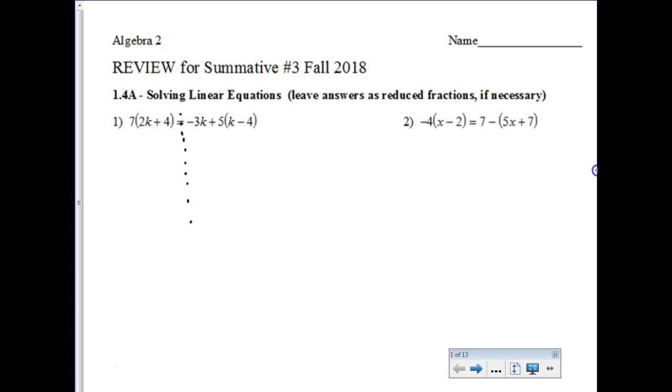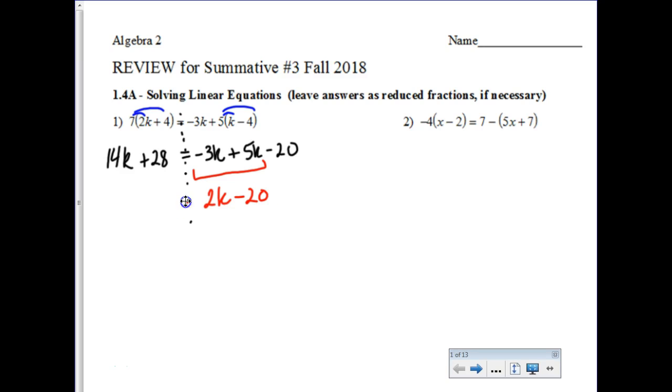So we haven't seen this for about 3 weeks, but you guys have been doing a really nice job with knowing how to distribute. Sometimes we get a little sloppy with simplifying. So this becomes a 14k plus 28 equals, the negative 3k is still here, but then distributing the 5 would be a plus 5k minus 20. We suggest that you clean up each side of the equation before you move across. So across the sides, so negative 3k plus 5k would be 2k, whoops, minus 20. And then still equals 14k plus 28.